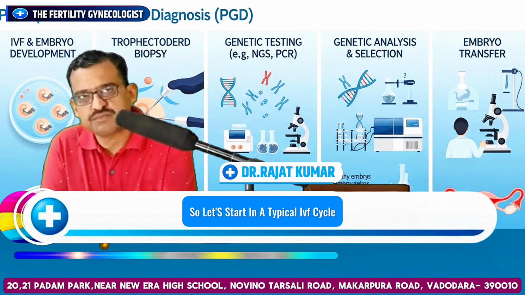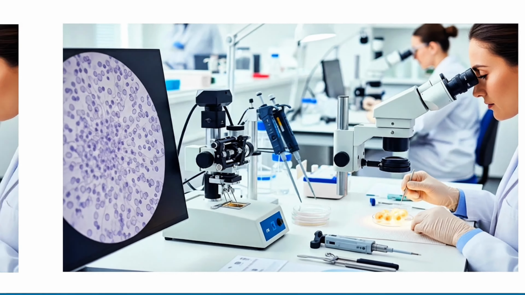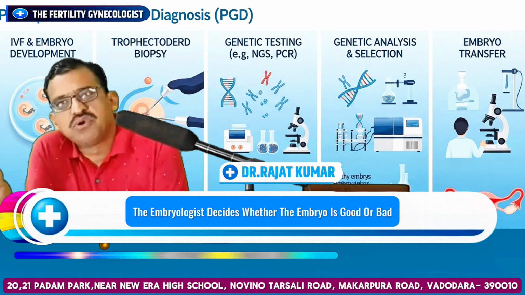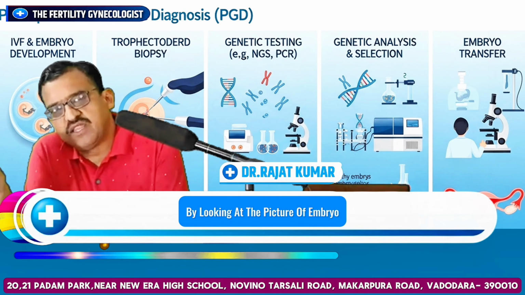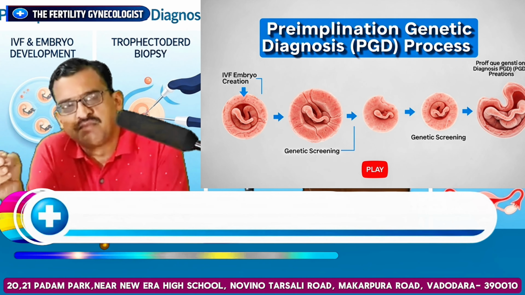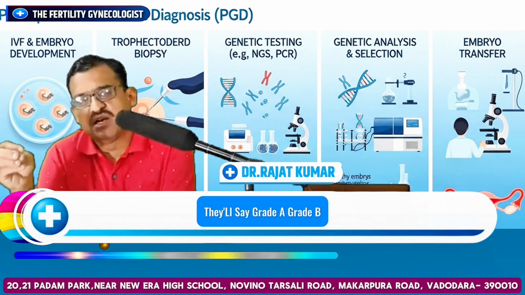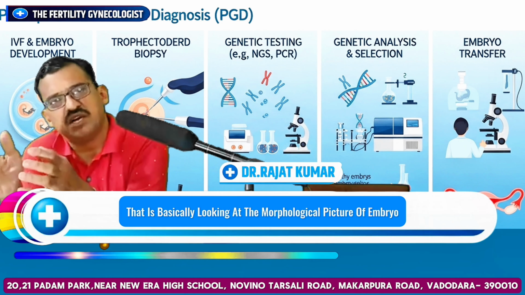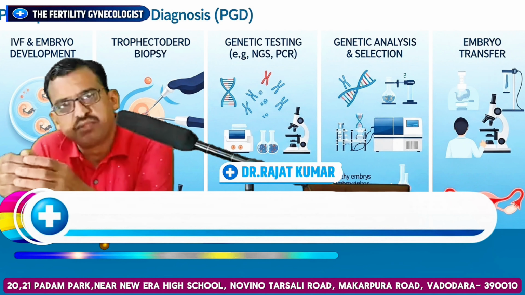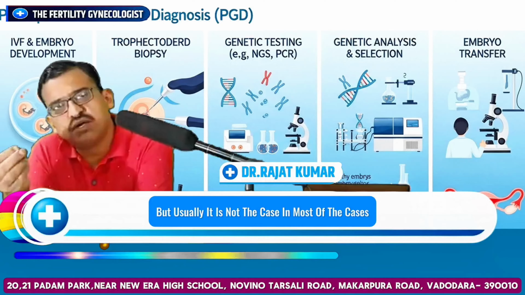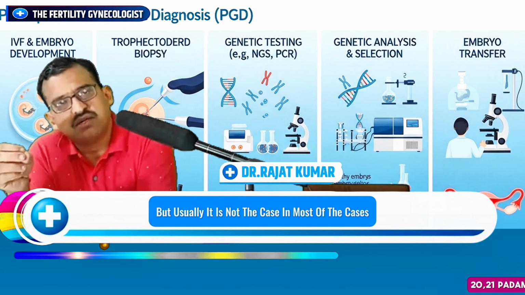So let's start. In a typical IVF cycle, the embryologist decides whether the embryo is good or bad by looking at the picture of the embryo. That is called grading of the embryo. If anybody has undergone an IVF, they'll say grade A, grade B, what type of grade. That is basically looking at the morphological picture of the embryo. That usually tells about the implantation potential of an embryo, but usually it is not the case in most of the cases.